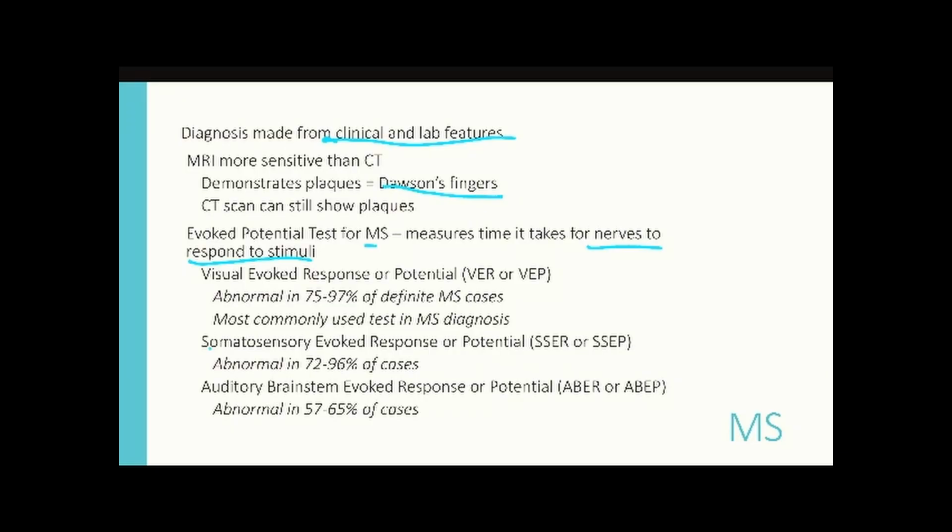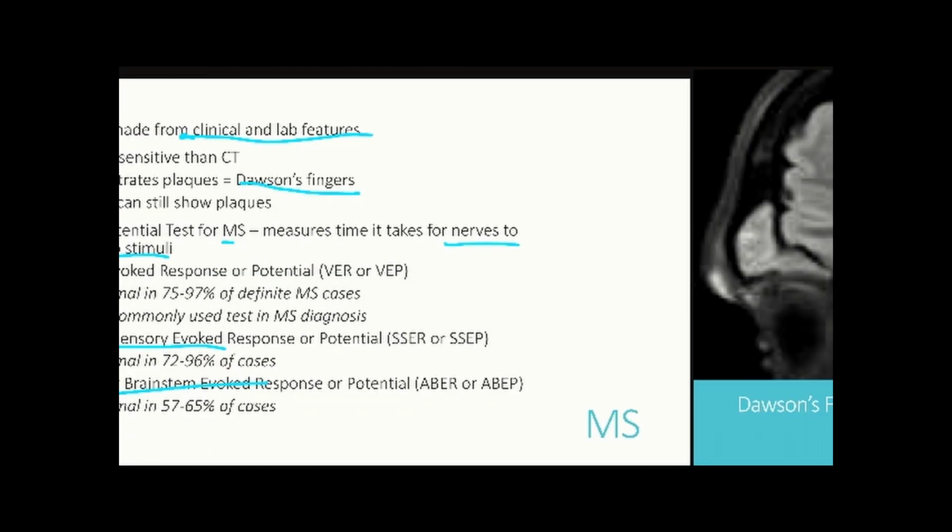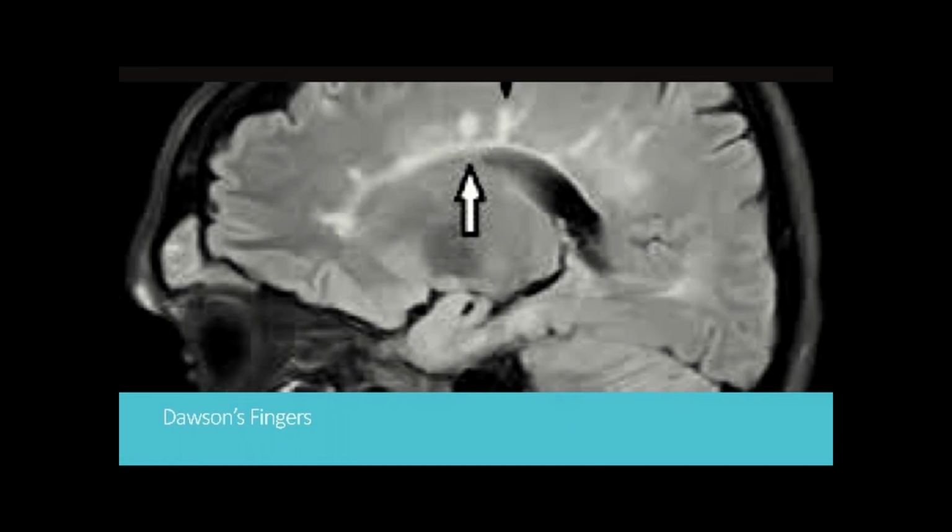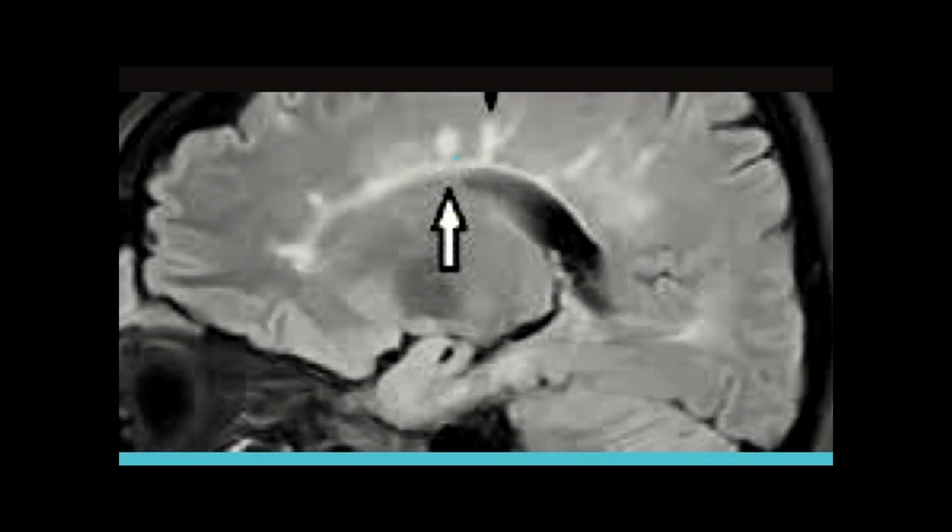There's also somatosensory evoked ones, brainstem evoked potentials, but again, we're looking at decline in nerve conduction due to demyelination. So these are Dawson's little plaques that pop up. These are the Dawson's fingers, these little projections, and these are plaques, demyelination due to multiple sclerosis. These are the Dawson's fingers.